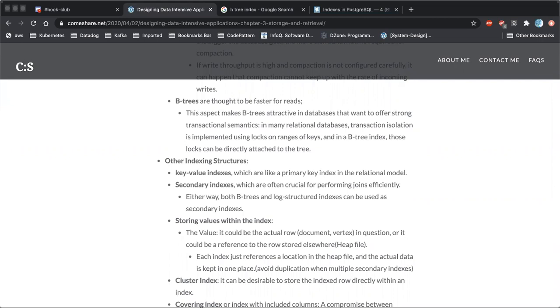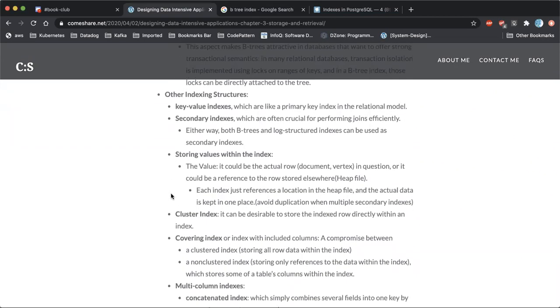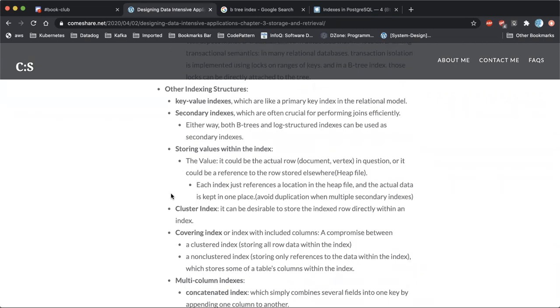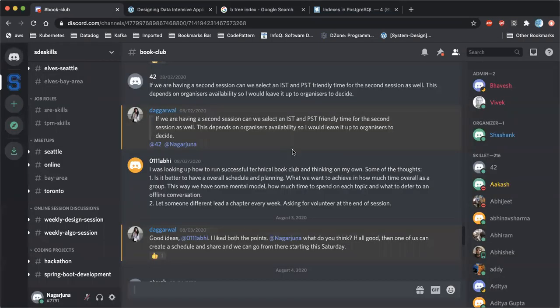Okay, we could go to the next topic, which is all the other indexing structures, where he talked about clustered index, multi-column indexes, full text indexes, and other stuff. Let's cover this in the next session and try to finalize how we want to do this session going forward. There are a couple of interesting ideas that were discussed in the Discord. I think we have been postponing this, so let's spend some time on it. Should I stop the recording? Yeah.